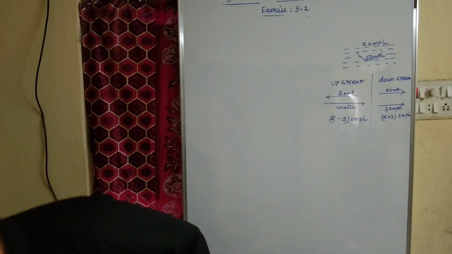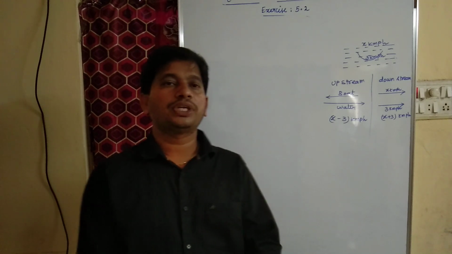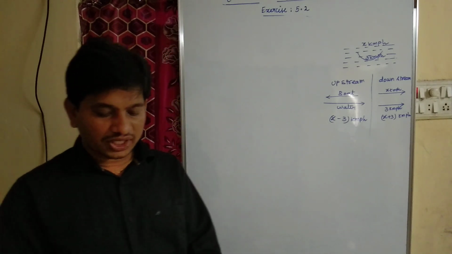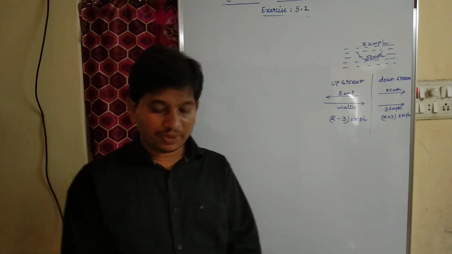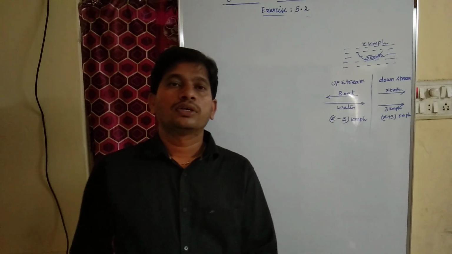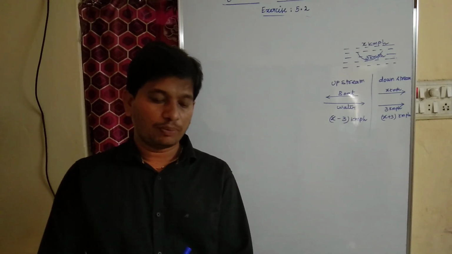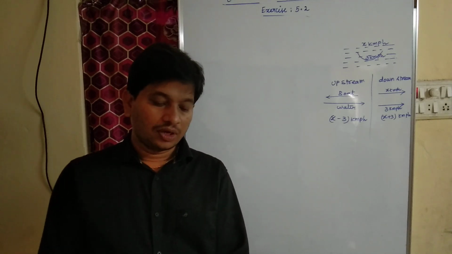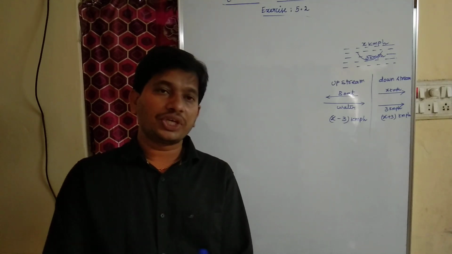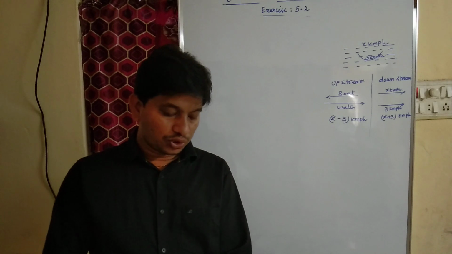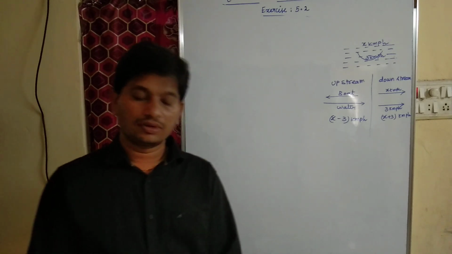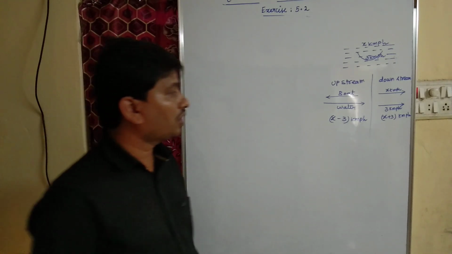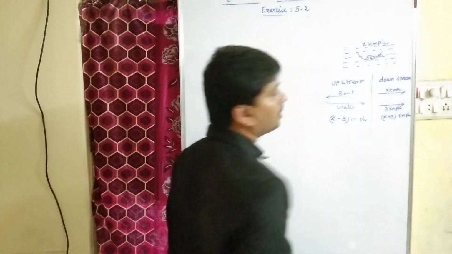Children, did you understand what is the difference between upstream and downstream? Upstream means both are in opposite directions, I mean, the speed of the stream and the speed of the boat are in opposite directions. Whereas in downstream both should be in the same direction. Is it clear why we got x minus 3 and x plus 3?